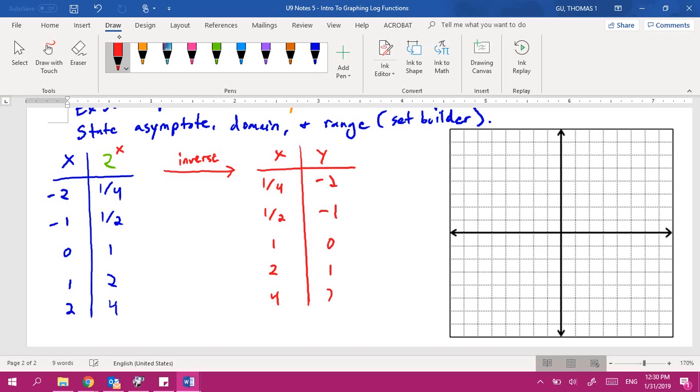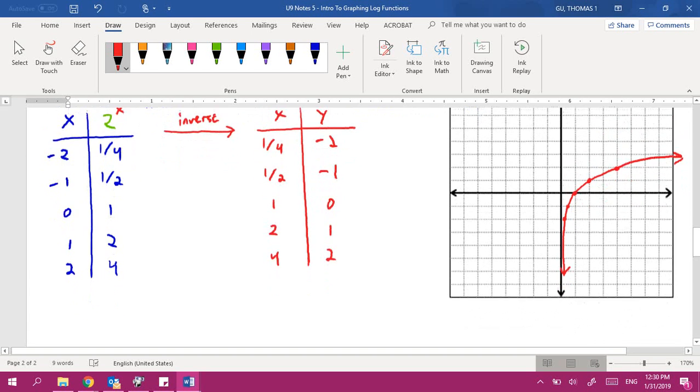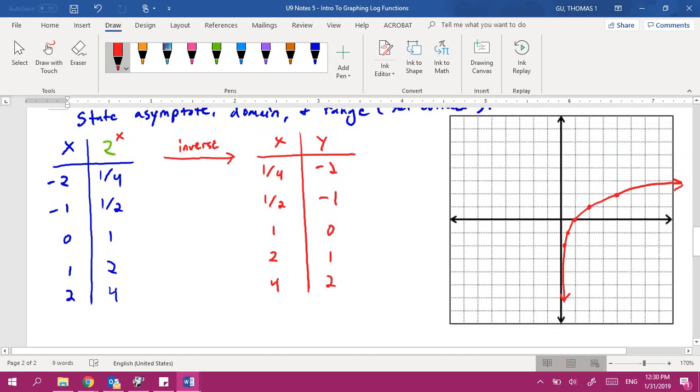Right. All right, so let's graph these. We've got 1/4. That's like 1/4 of the way between 0 and 1, down 2 because negative 2. 1/2, so 1/2 of the way between 0 and 1, and then down 1 because negative 1. Then we have 1, 0, 2, 1, and 4, 2. So we're going to graph this. Ooh, that's a nice looking curve. Okay, anyways. All right, so there's our graph. That was the first part of the question, right? It said to graph the inverse.